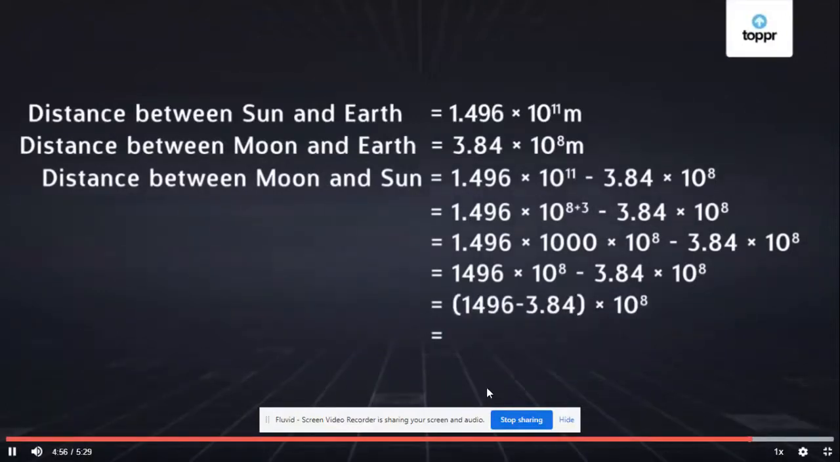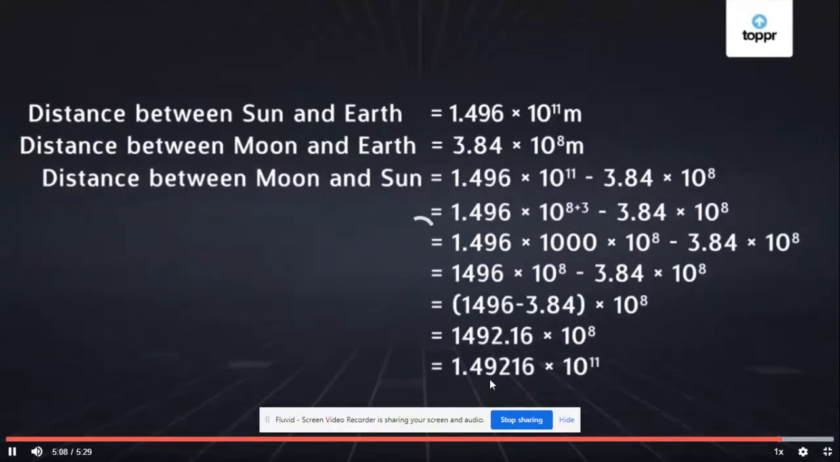We get the answer as 1492.16, which is the distance between the moon and the sun. This can also be written as 1.49216 times 10 raised to the power of 11 in the standard form.